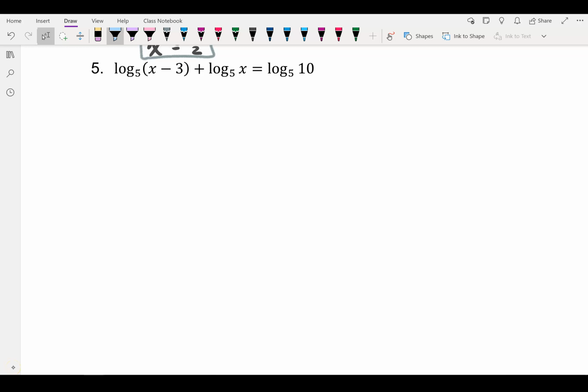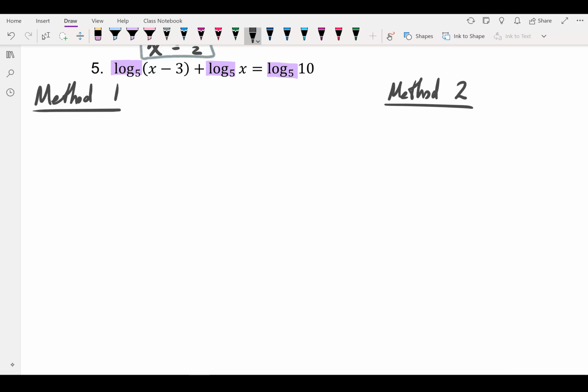What we've got here are 2 logs, actually 3 logs. What are we going to do? Log 5, log 5, log 5. What do we do with this? Turns out there's a bunch of different ways we can handle this. I'm going to handle this the way that I've handled all the other ones, and then I'm going to show you a second method, so you can choose which one you like. So first I'm going to do method 1, and after I finish method 1, I'll try method 2 over here somewhere. And at the end of it, you can choose which one you like.